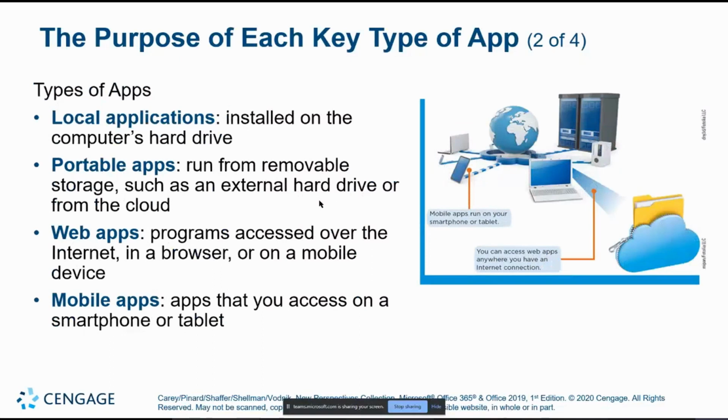Another way to subdivide all of your apps is how they're accessed. And we have, again, four options here. First off, local apps are ones that you've installed directly on your hard drive, as you have with Office 365 for this semester. Portable apps are things that you have running on removable media or the cloud.